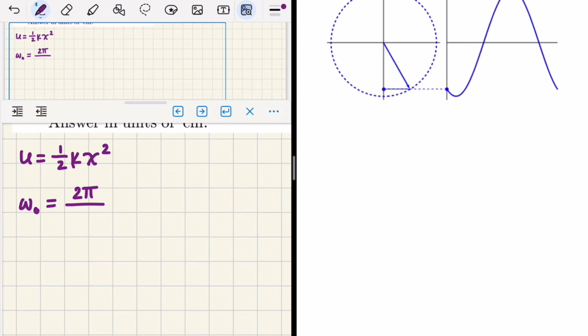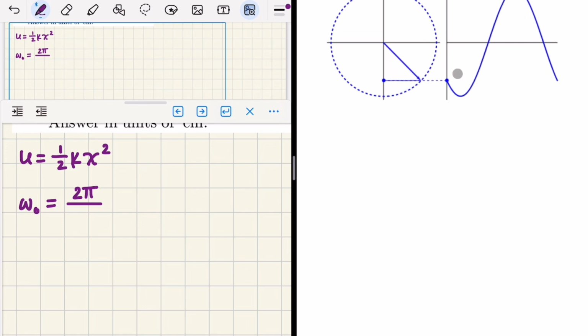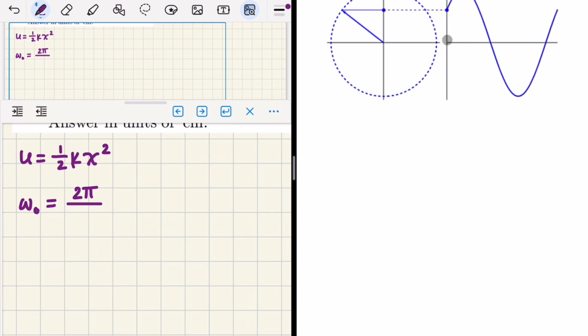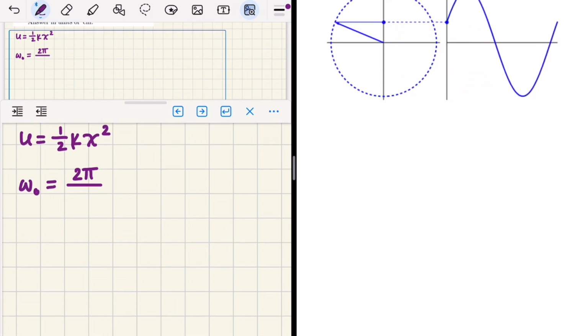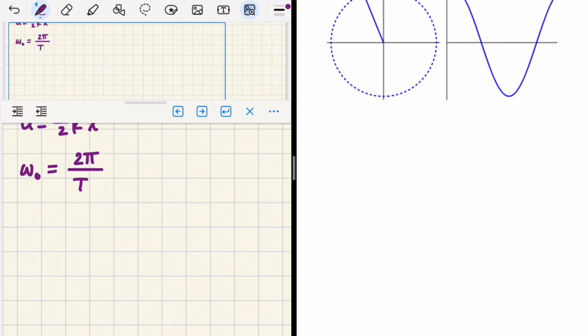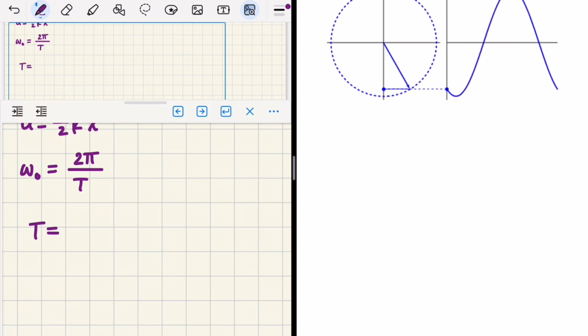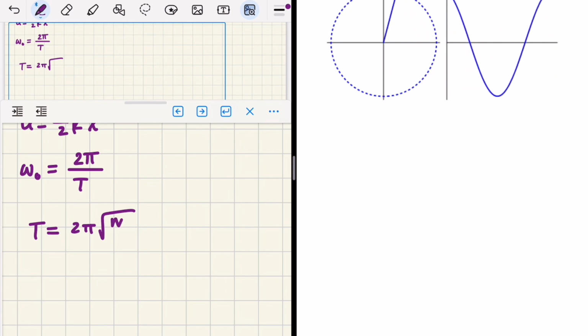And how do we know the time? Well, the time for this object, this is simple harmonic motion. This is based on the mass on a spring. The time it takes to complete one cycle, it's called the period. And we know that period, we use the letter T. Furthermore, we know what the period of a mass on a spring is. We know that the period is going to be 2 pi times the square root of m over k.